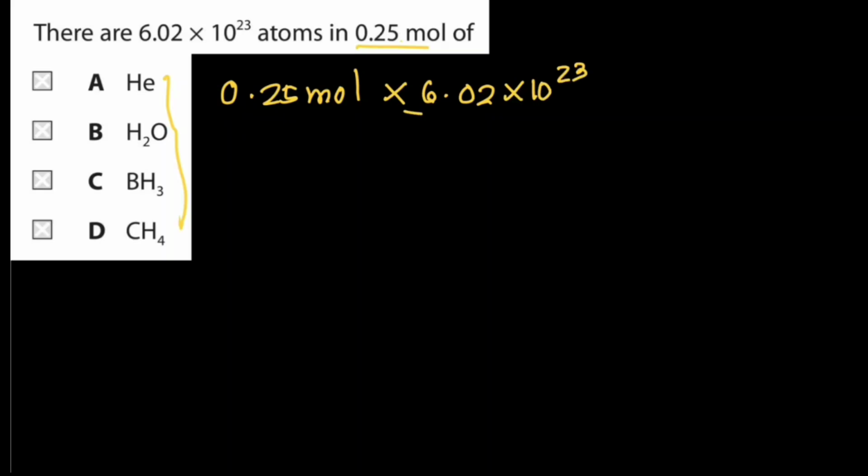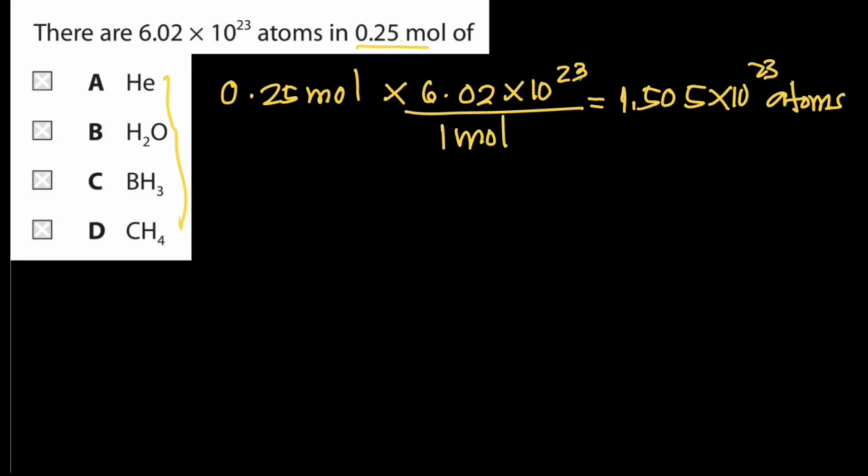There are 6.02 times 10 to the 23rd atoms in 0.25 mole of any of the choices here. So we have helium, water, BH3, and CH4. Let's calculate first the number of atoms in 0.25 mole. That is 0.25 mole times 6.02 times 10 to the 23rd per mole. So this is equal to 1.505 times 10 to the 23rd atoms.